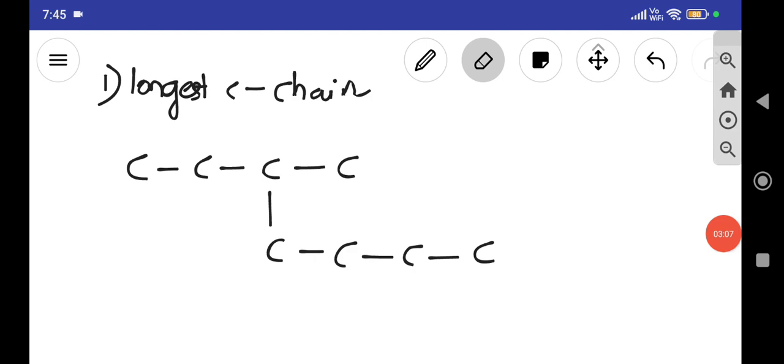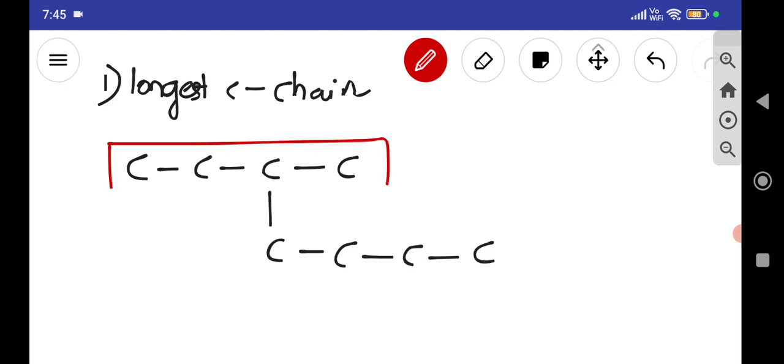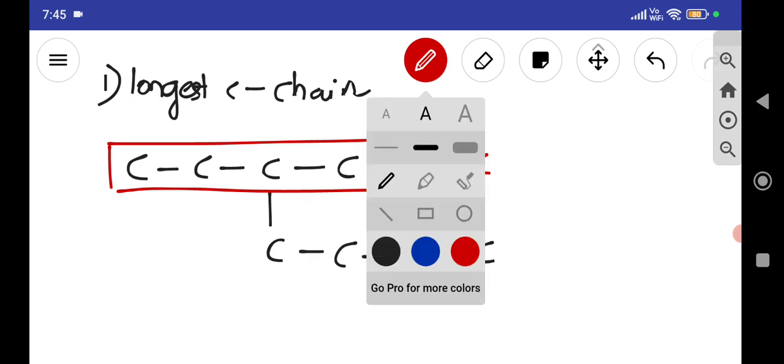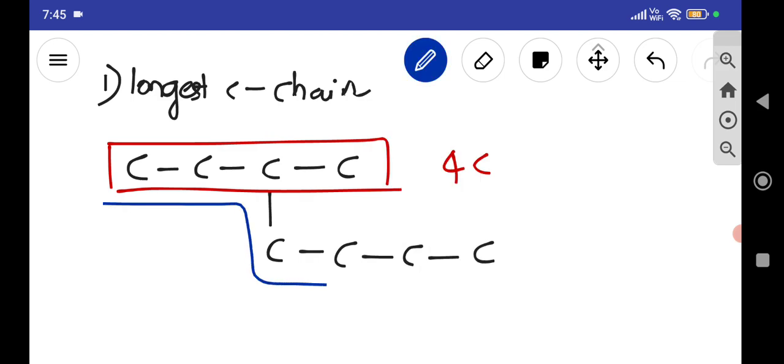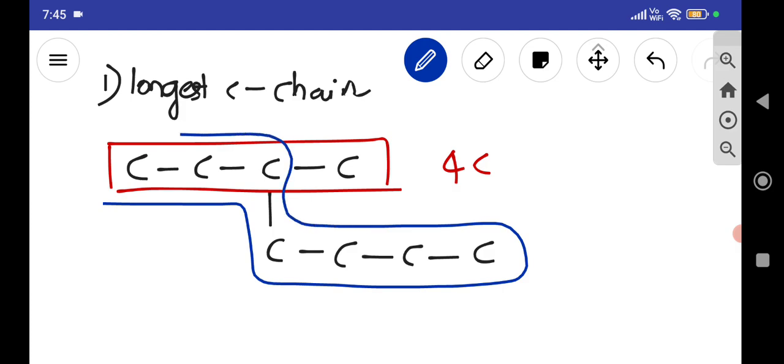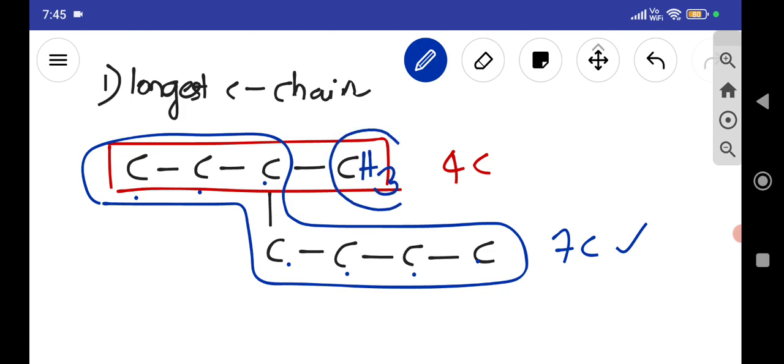Now in this given example we have to find out the longest carbon chain. First and foremost, if you draw, you will get 4 carbons in this direction, and the second one is you can take in this direction also. So here you get 1, 2, 3, 4, 5, 6, 7 carbons. So we can easily understand that this 7 carbon chain is the longest carbon chain, so this will become the parent chain, and then this CH3, that is methyl group, will be the branch for this.